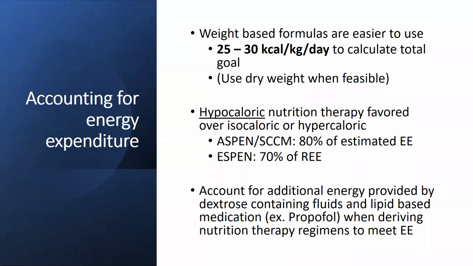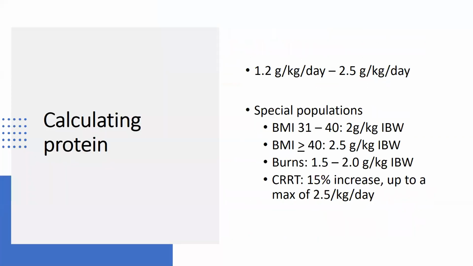ASPEN and SCCM vary a little bit in their recommendations. ASPEN and SCCM say 80%, ESPEN says 70%. Importantly, account for additional energy. A lot of our patients are on dextrose-containing solutions and lipid-based medications such as propofol. You need to account for those when you're prescribing your nutritional therapy because they are all providing energy.